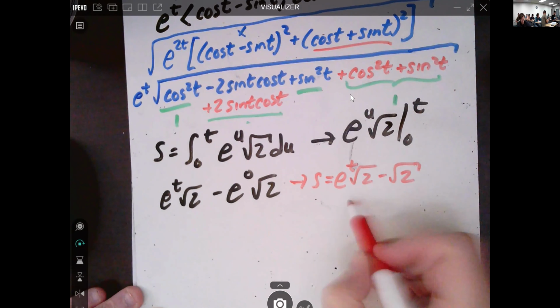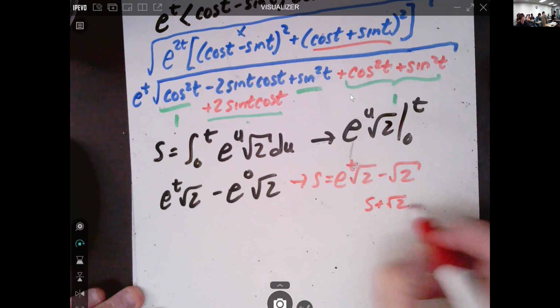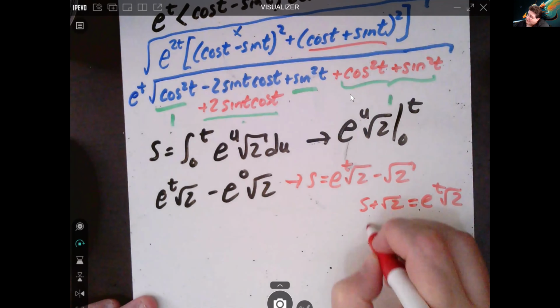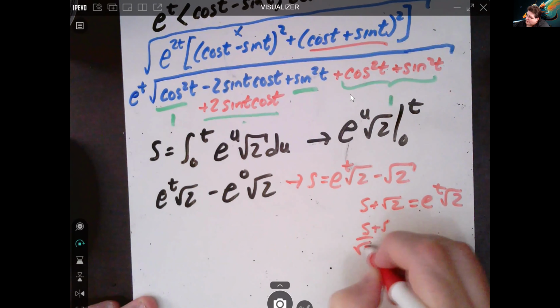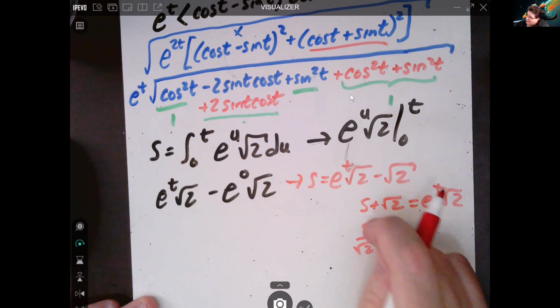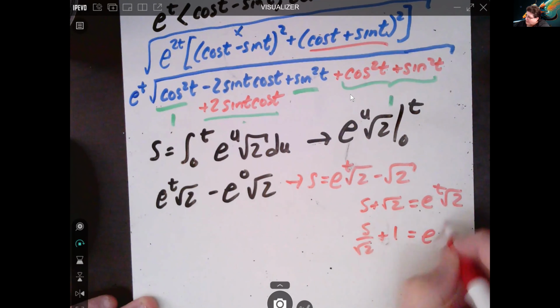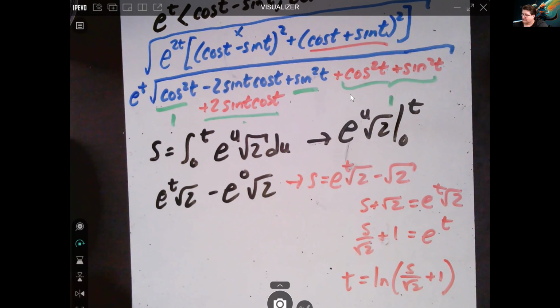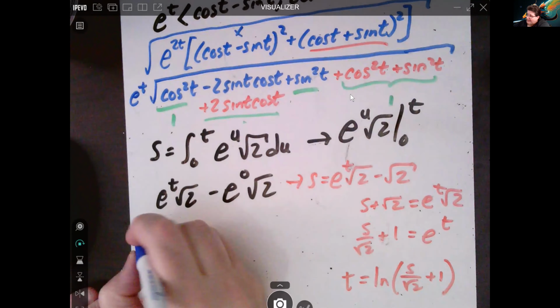So we add the root 2 over. We divide by the root 2, plus 1. And so T is the natural log of S over root 2 plus 1. So that's what goes into our fantastic R of T. R of S.